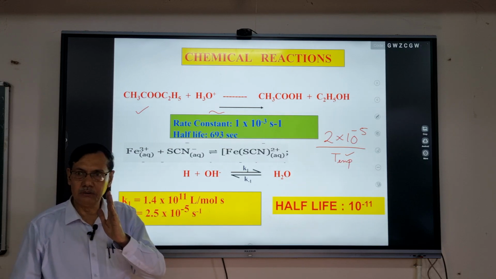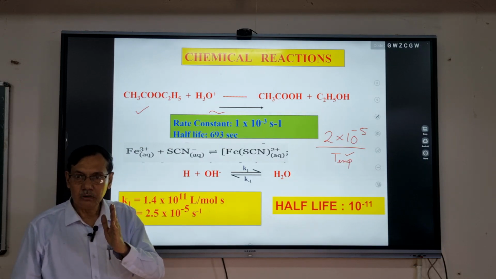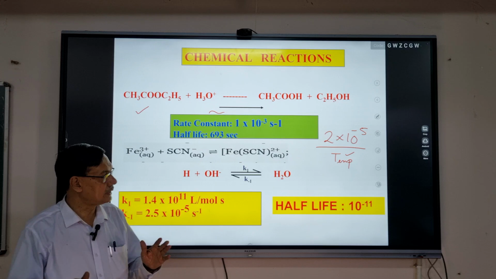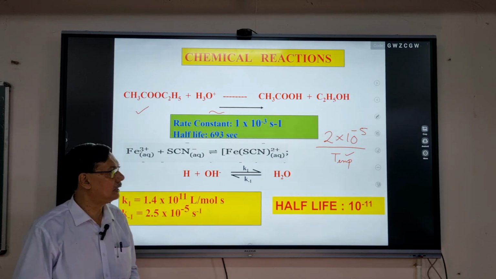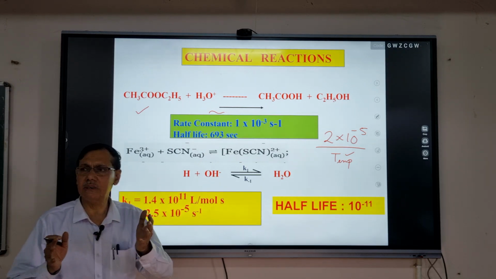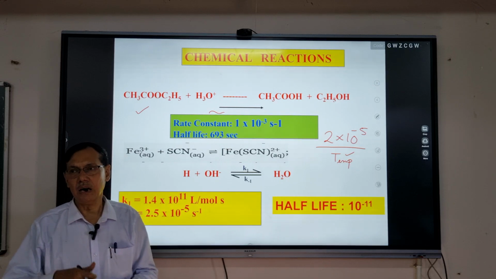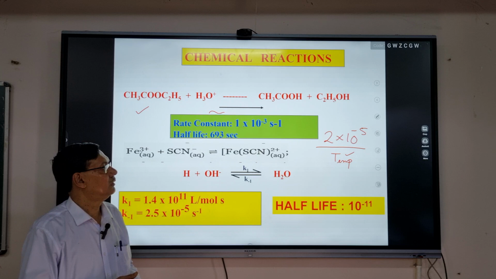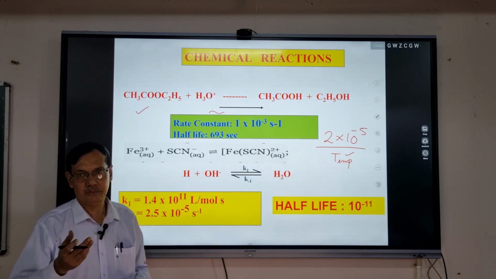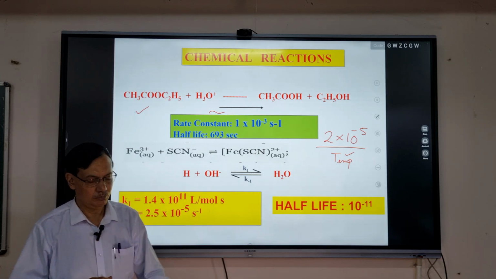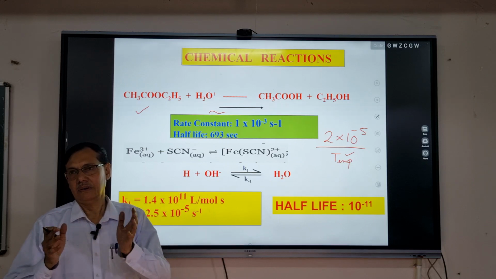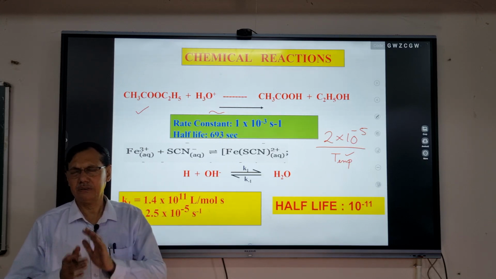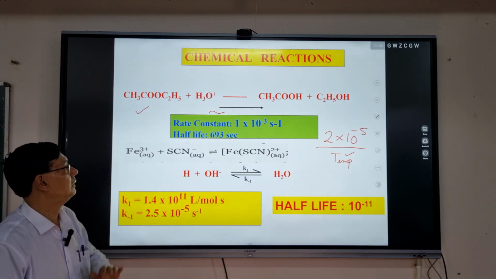So generally what we call slow reactions can be measured with the help of simple conventional techniques, and the half-life is more than 1 second. 20 seconds can also be, because with the help of a simple watch you can monitor this thing. Just now I am giving you the second example.